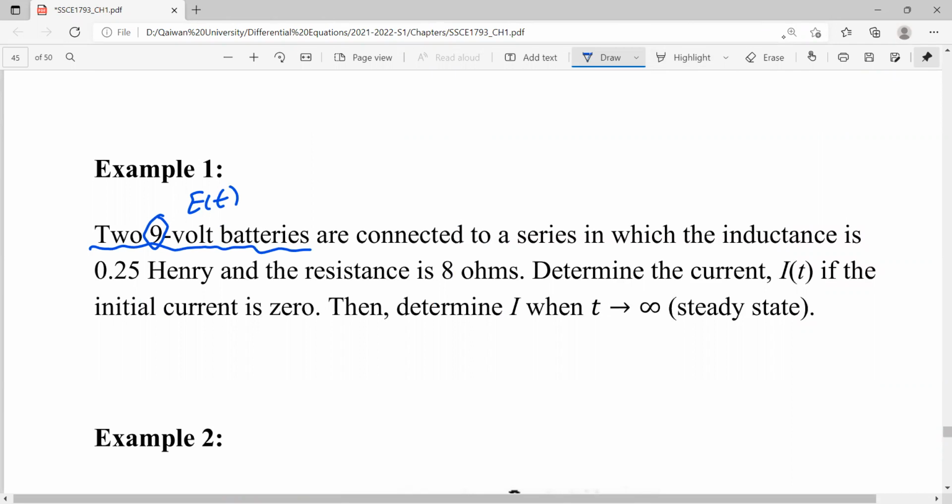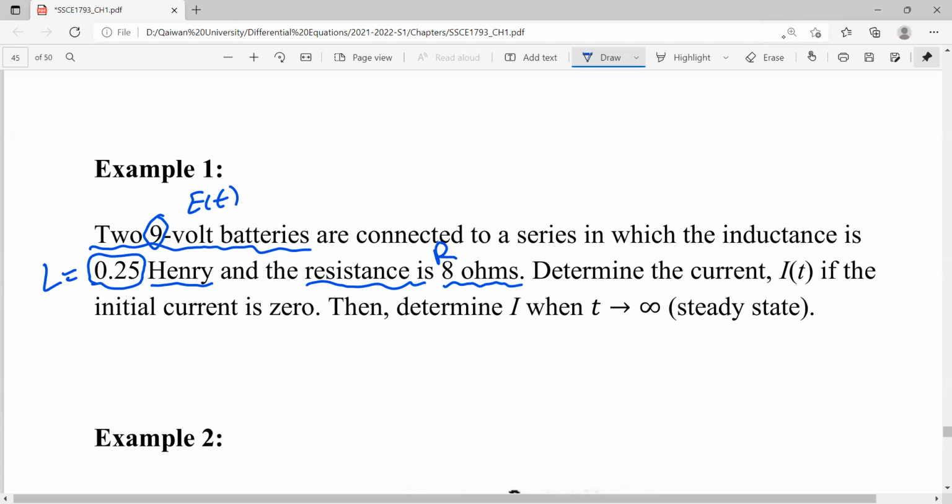It says two 9-volt batteries are connected to a series in which the inductance is 0.25. That means this is L. L is 0.25 Henry. The unit of inductance is Henry. And resistance is 8 ohms. This is R.